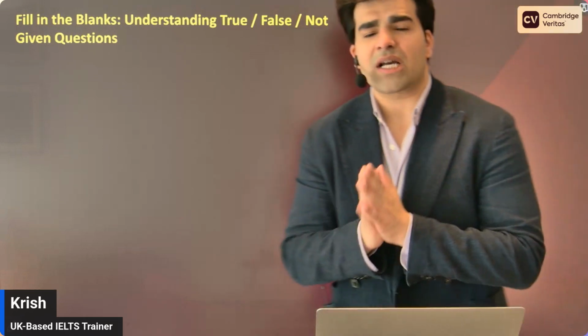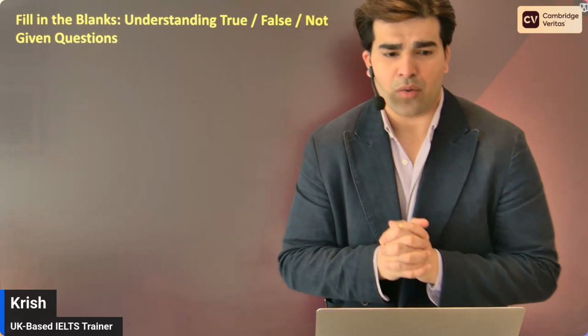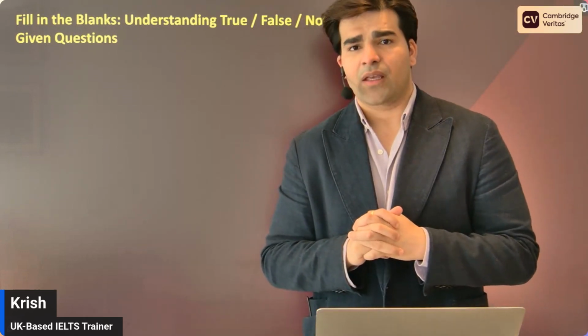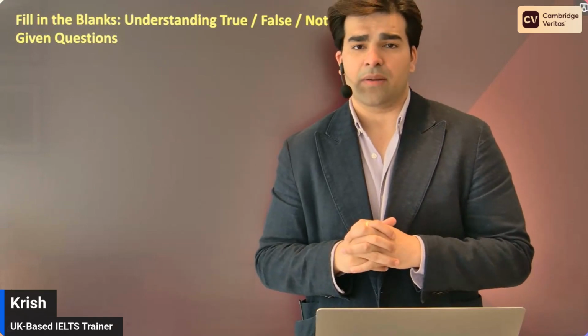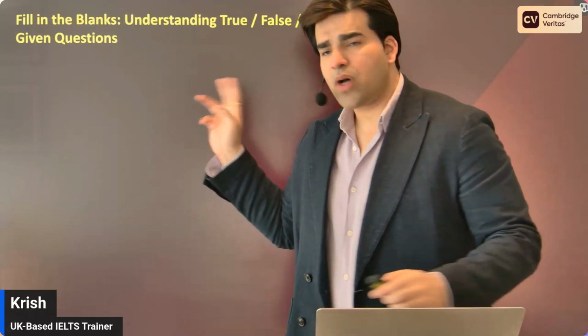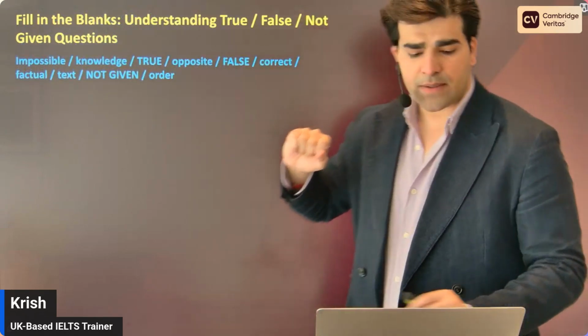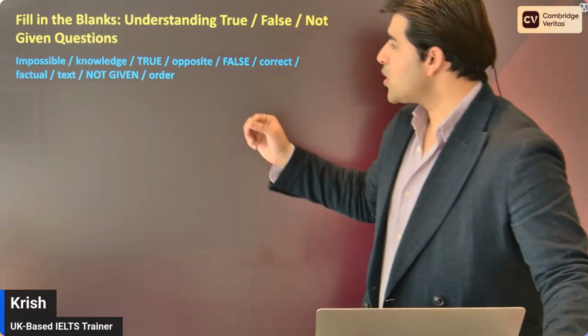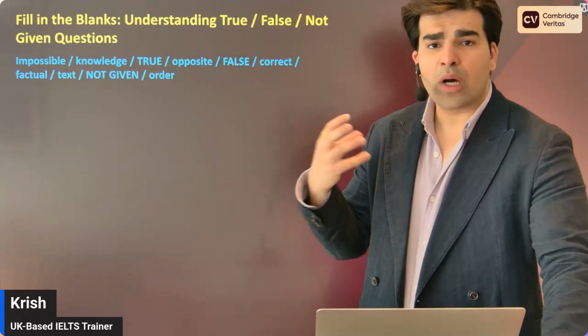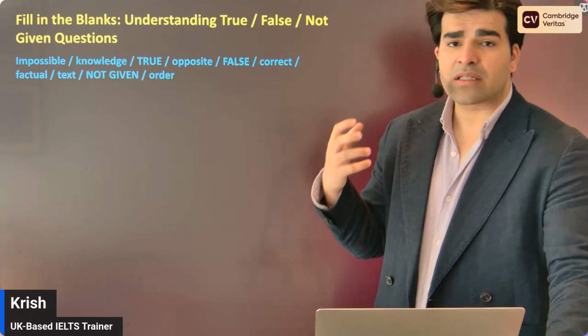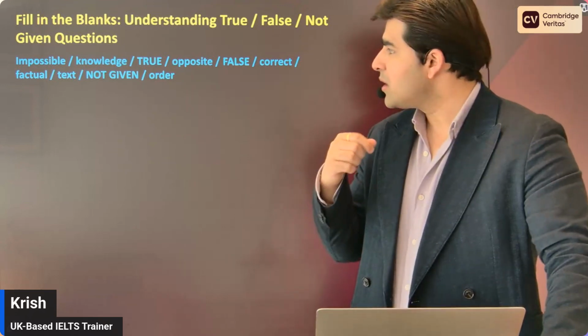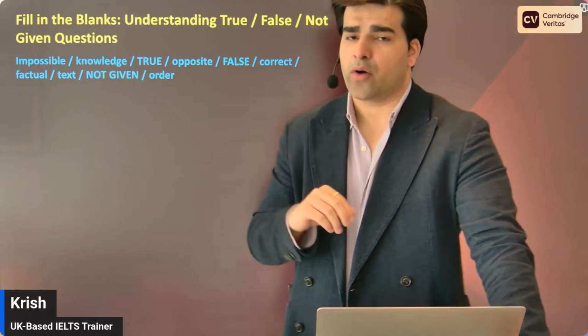So, what are the 7 things that we should know about IELTS reading, true, false, not given? I will show you some words in the panel here. Please have a look at these words. These words are: impossible, knowledge, true, opposite, false, correct, factual, text, not given, and order.